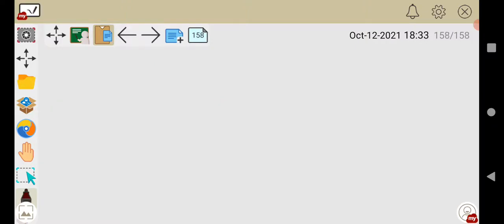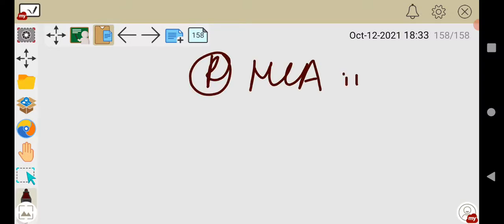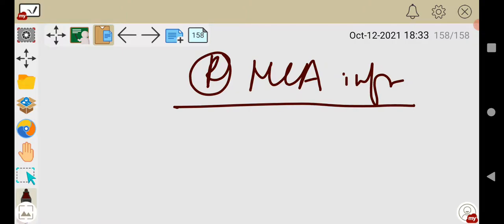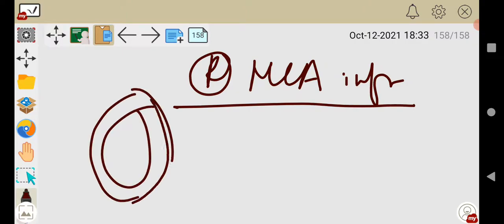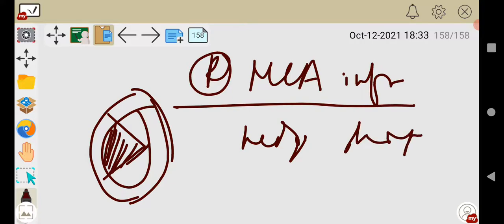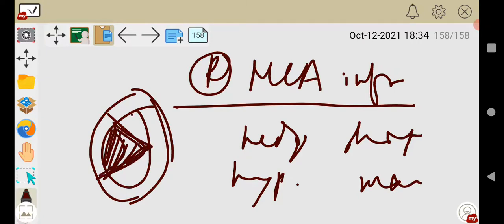Okay, and I will talk about right middle cerebral artery infarct. In this, there will be a wedge-shaped pattern. So first, we'll find a wedge-shaped area, hypodensity, mass effect, right? Mass effect for this, and there's a loss of gray-white matter distinction. Just remember these four points, right?